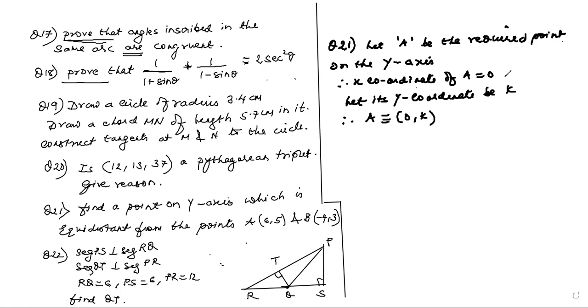Let A be the required point on the y-axis. Therefore, the x coordinate of A is 0. Why? Any point on the y-axis has its x coordinate 0. And its y coordinate could be anything, we don't know. So let its y coordinate be k. So the coordinate of A is (0, k). So now you have to find the value of k.